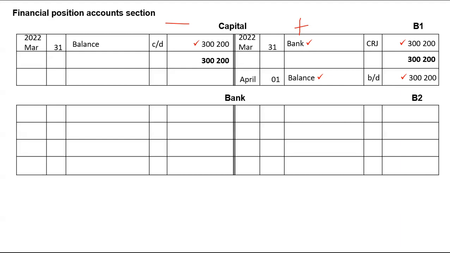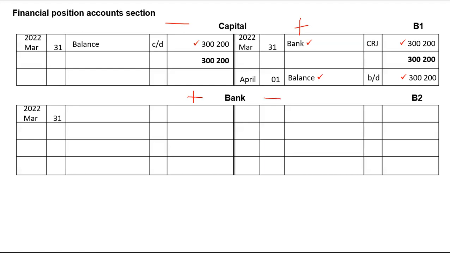Okay. Now we've got bank. Bank is an asset account, so an asset account will be plus because assets increase on the debit side and they decrease on the credit side. So we will start with the year, month, and day. So it's 2022 on the debit side, March the 31st.